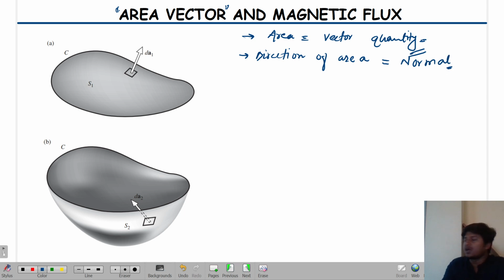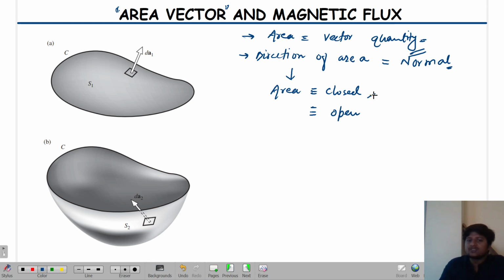Got it or not? Now, the next property. If we consider some kind of normal for an area, then based upon that we can define two kinds of area. One area is called closed, and one area is called open. Yes or no? There can be two areas: one which is closed, and one which is open.